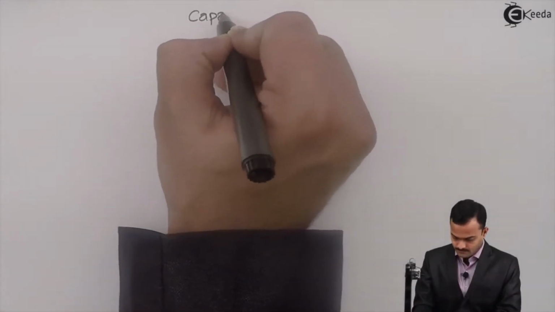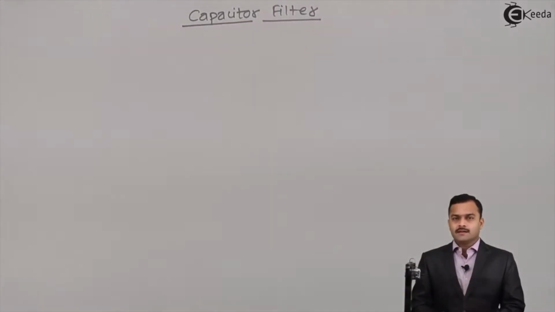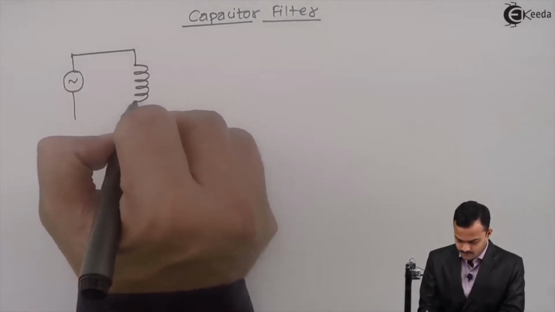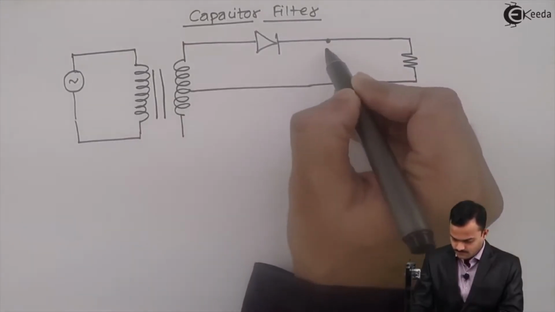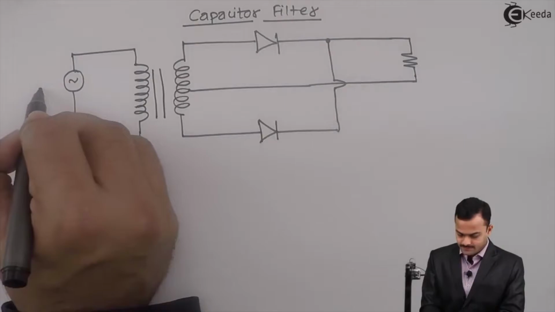In this video, we are going to see the operation of capacitor filter. So let's draw a circuit diagram first. Again, I am considering full wave center tap rectifier. So in the rectifier circuit, this is the AC supply.